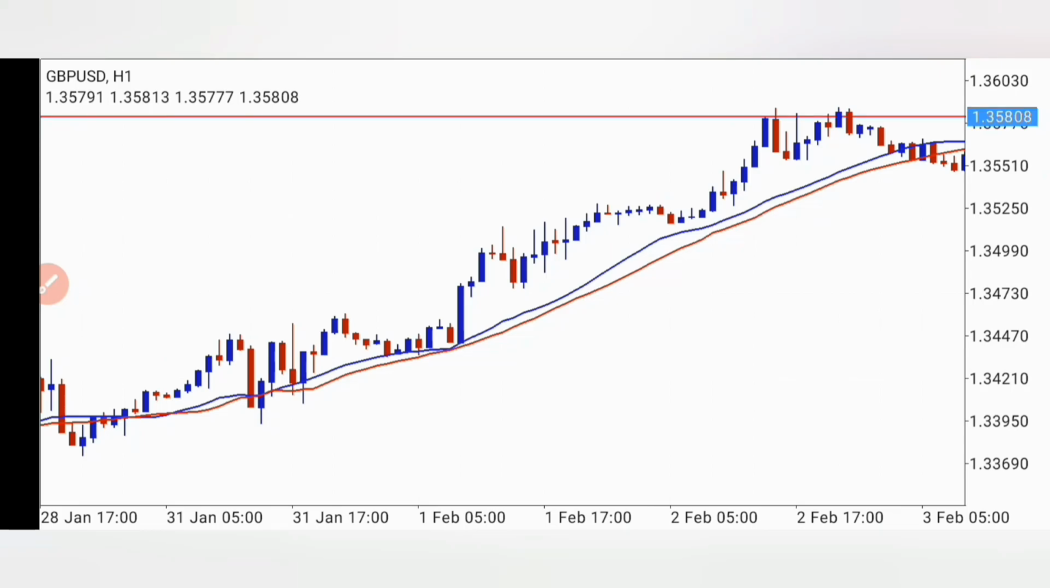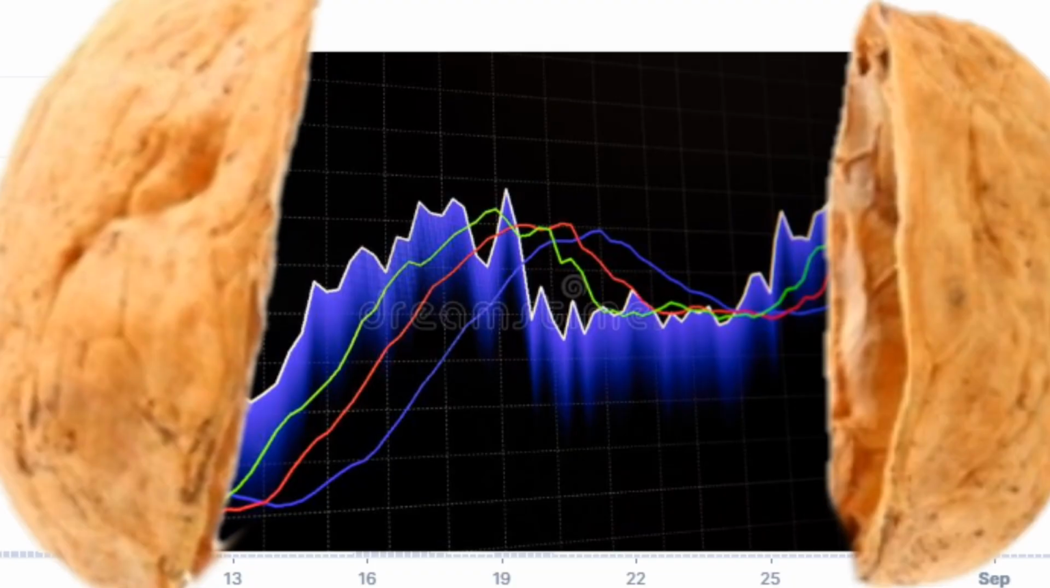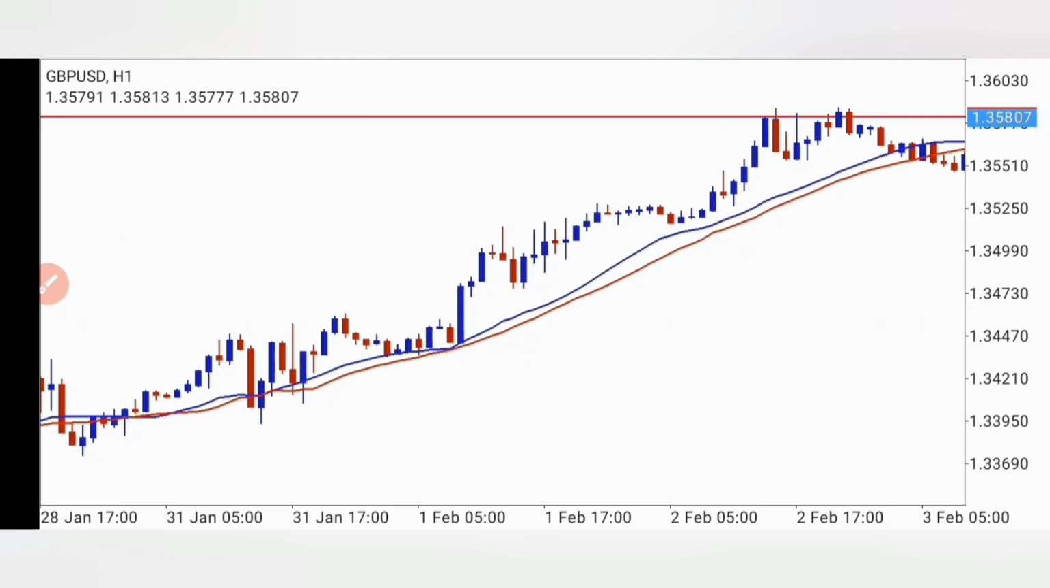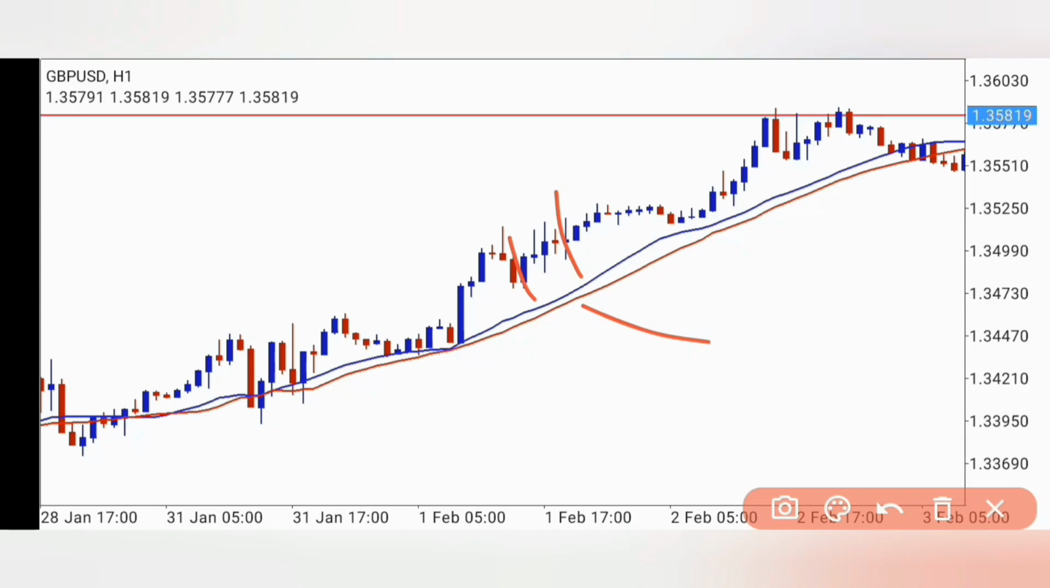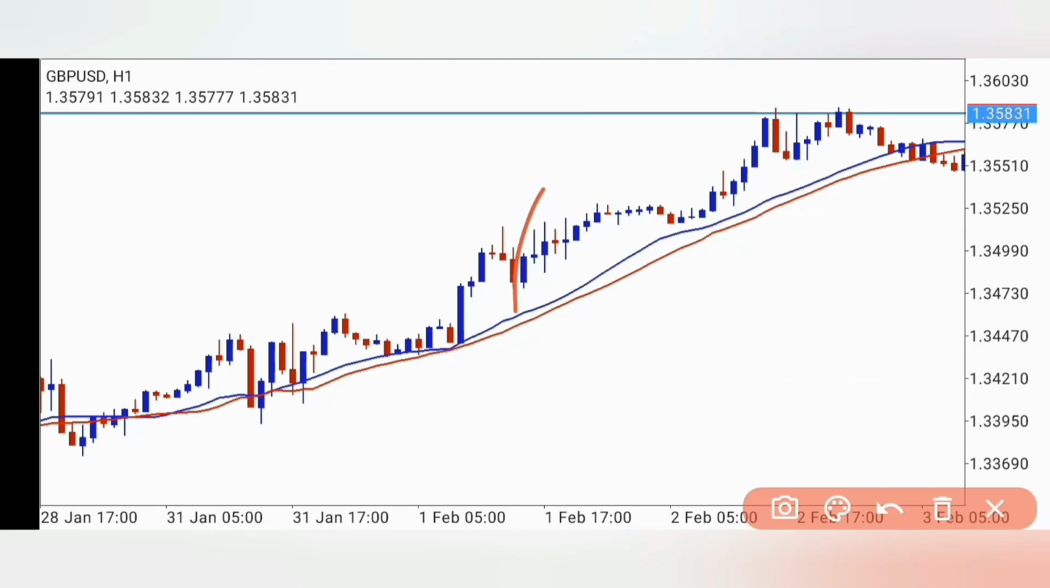So let me give you a simple nutshell explanation of what moving averages are. As we can see, we have two moving averages: the blue one and the red one. Take the blue one as a buy moving average, you understand what I mean? Because a blue candlestick means buy, and the red moving average means sell. So whenever you see the blue moving average above the red moving average, just know that it's the blue candles that are taking the lead.